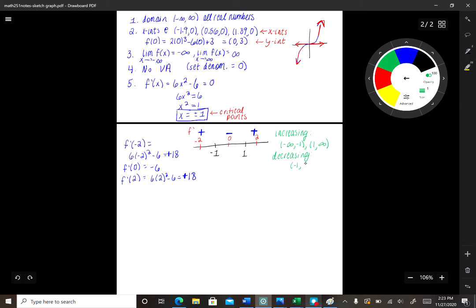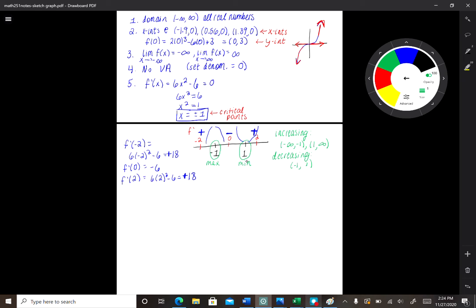from -1 to +1. We can also use the first derivative test here to determine whether we have a local min or a local max at our two critical points here. So we can see here that we are increasing on this side of -1 and decreasing on this side of -1. And then we're decreasing here and increasing here. This tells me that I have a local max at x equals -1 and a local min at x equals +1.